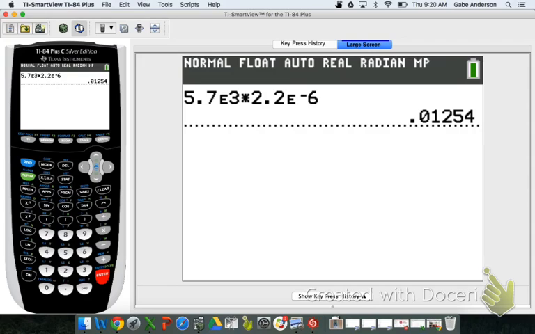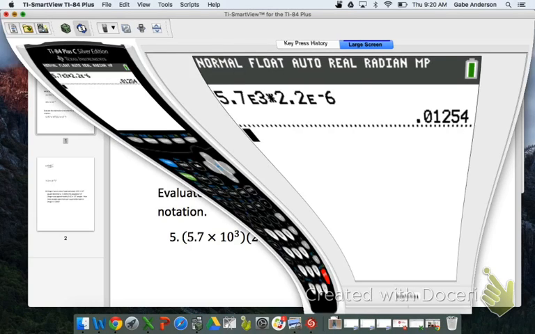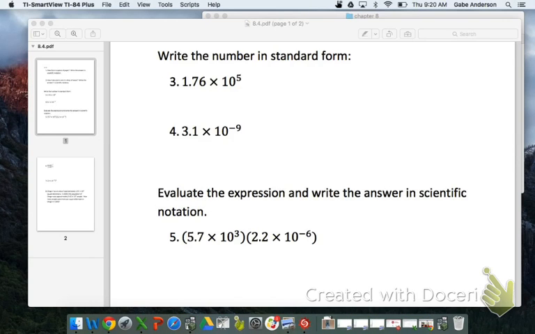Okay, so we could have done that by hand and been at least somewhat successful. It would have taken us much longer. Obviously, the calculator does it faster. That's kind of the point. So 0.01254. Let's write that down and talk about what we could do with it. We're going to manipulate it just a little bit.